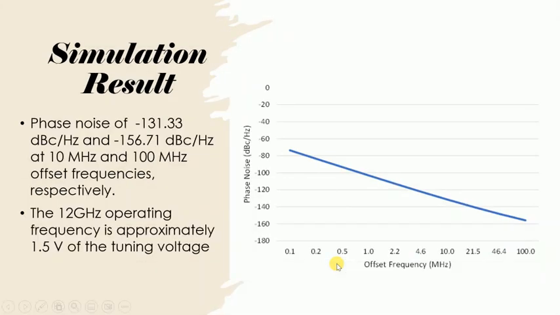Okay, and then for the simulation result for the phase noise, we can see the phase noise versus the offset frequency. From here we can see that the phase noise is negative 131.33 decibel per hertz and negative 1.6.71 decibel per hertz at 10 megahertz and 100 megahertz. Okay, 10 megahertz and 100 megahertz here. So we can see that the 12 gigahertz operating frequency is approximately 1.5 of the tuning range.